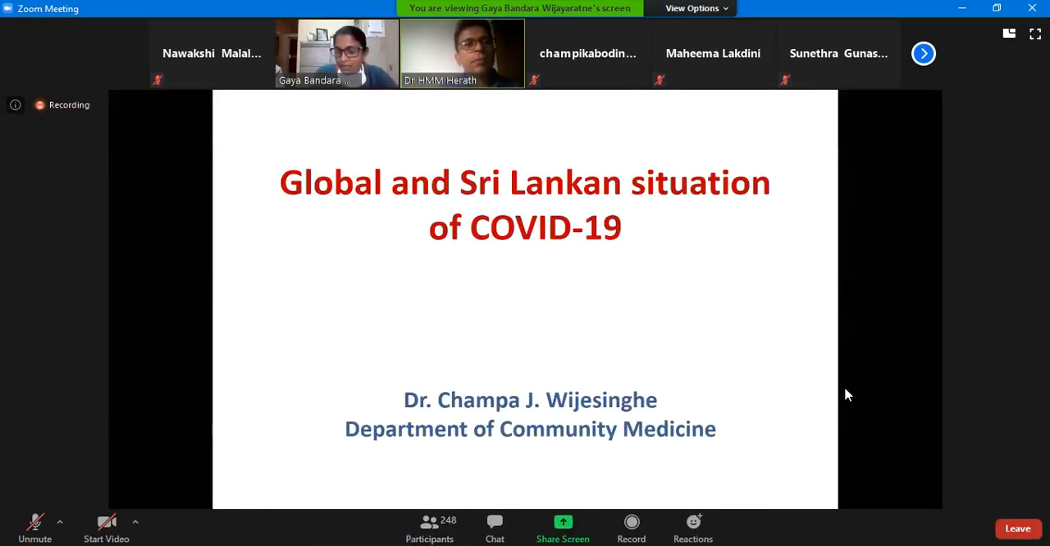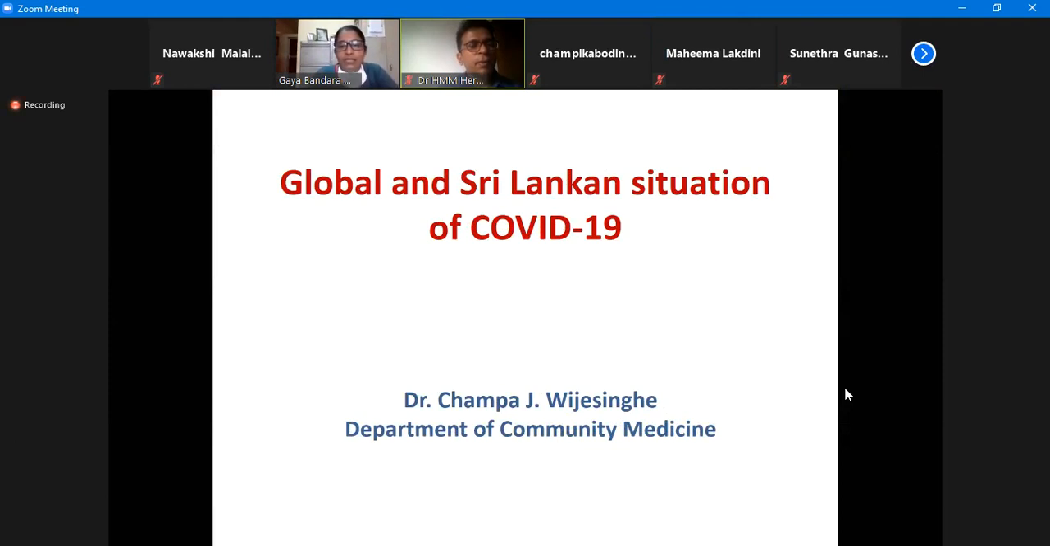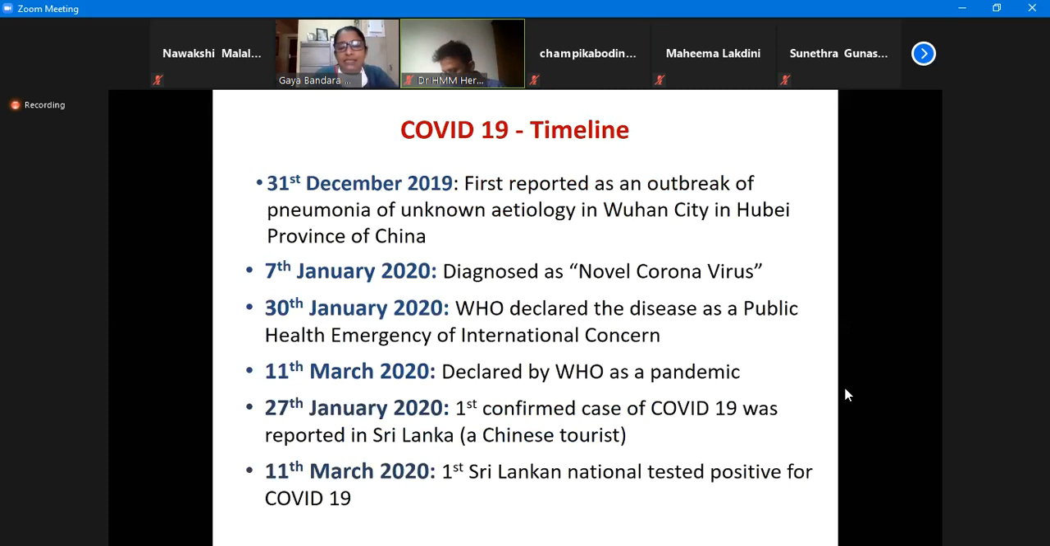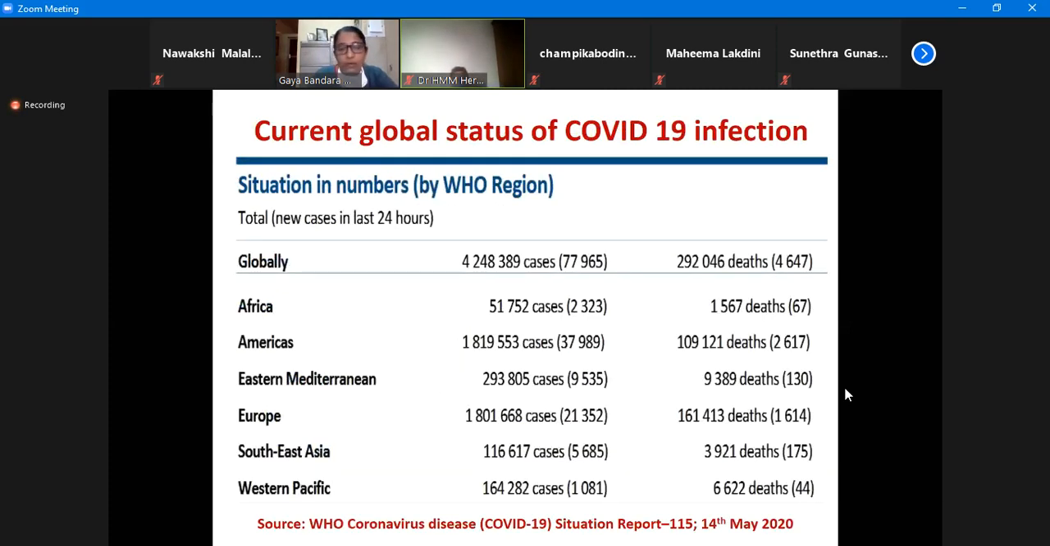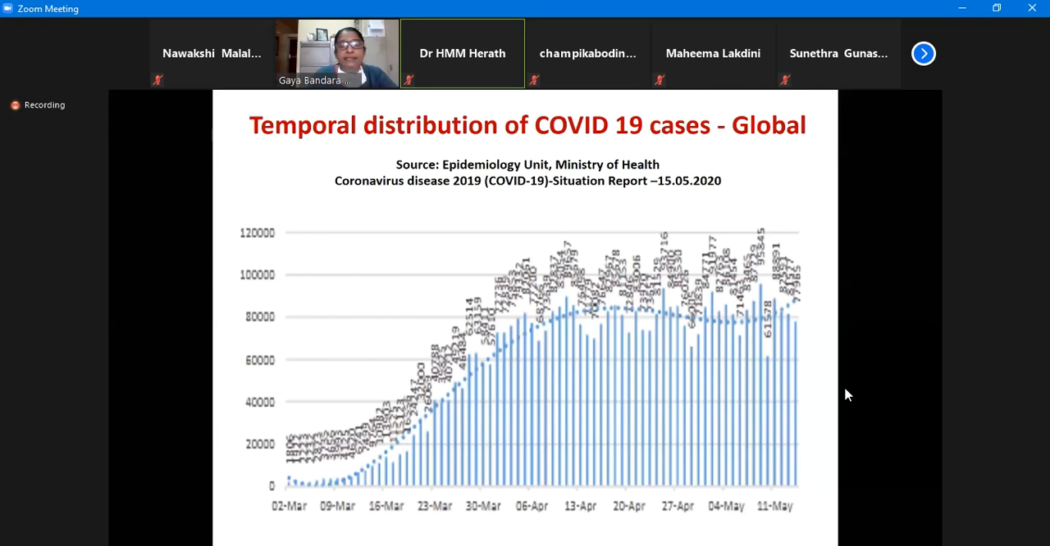Okay, I'm sorry about the introduction that we had earlier. So I will continue from the slide that we have been discussing. This one we have already discussed, the global distribution of the number of cases of COVID-19. And in this picture, you will see the temporal distribution of COVID-19 cases worldwide, that is the plotting of cases against time from 2nd of March until yesterday.